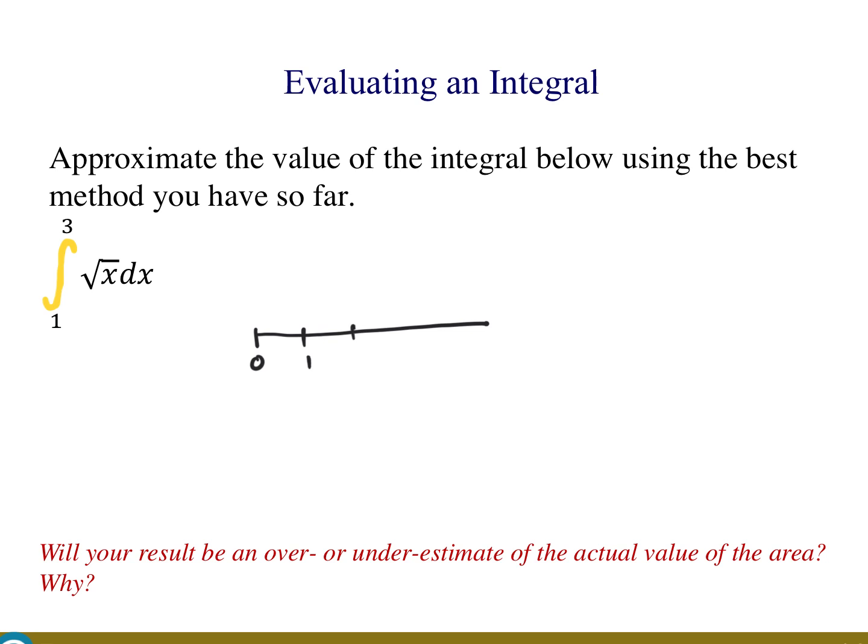1, 2, and 2 and 3. Okay, and we'll be following the square root curve. The square root curve starts at (0, 0) and goes nicely through (1, 1). And then the next nicest point is (4, 2), like that. Okay, that's a square root curve. But we're only going from 1 to 3.